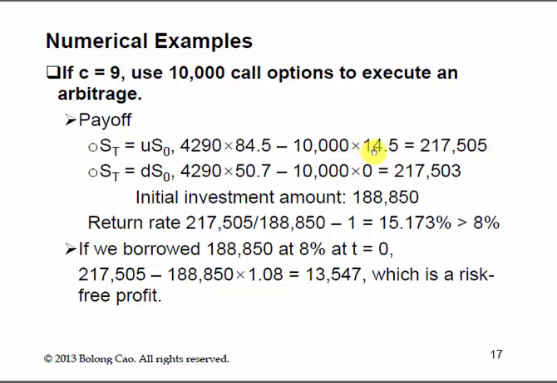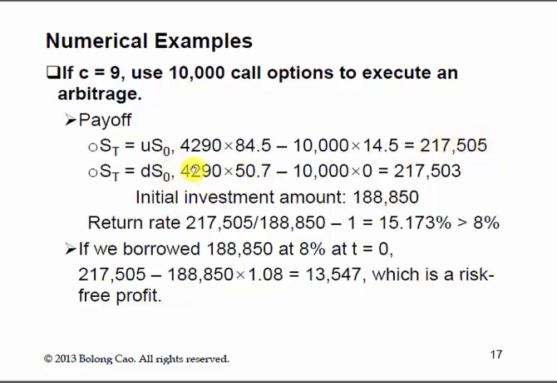So the long party will exercise that long call, right? But we have shorted it, so we need to pay 14.5 times 10,000. Okay. And after that, what is left for us is $217,505. That's in the upstate.